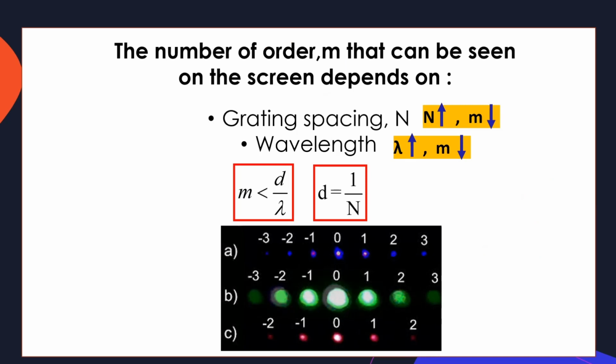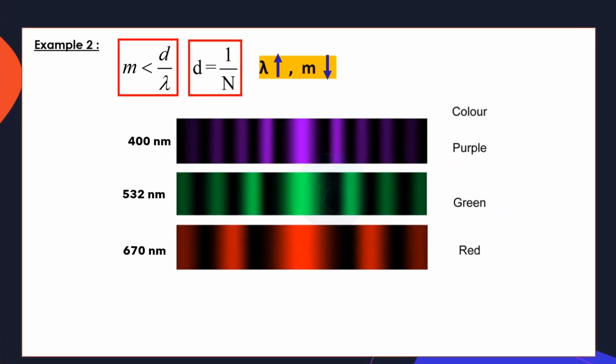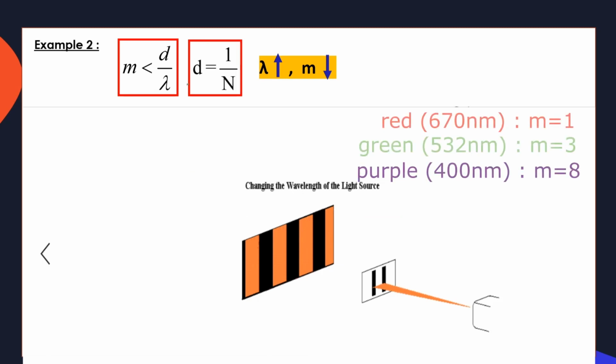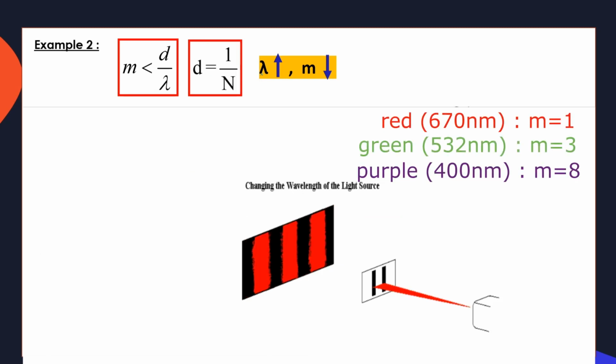Alright, next, the number of order m also depends on the wavelength. So second is the wavelength. You can see m is inversely proportional to lambda. So when the value of lambda is increasing, since lambda is inversely proportional to m, m will decrease. The number of orders will be reduced.